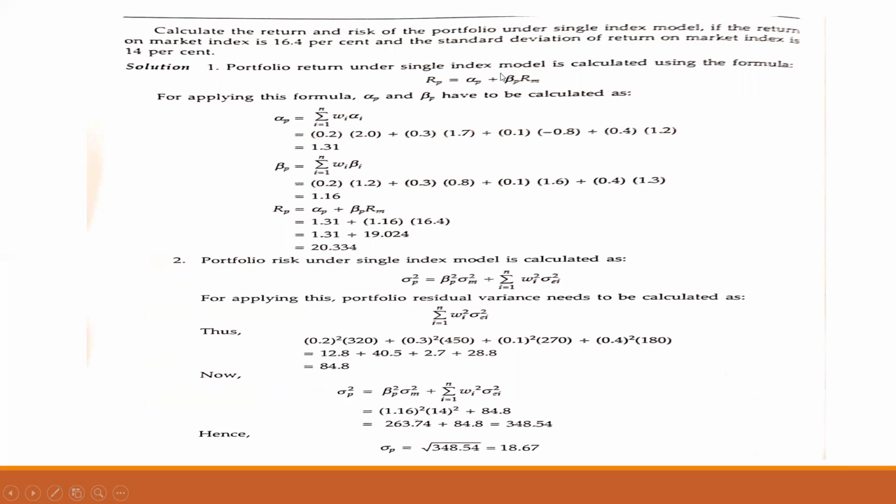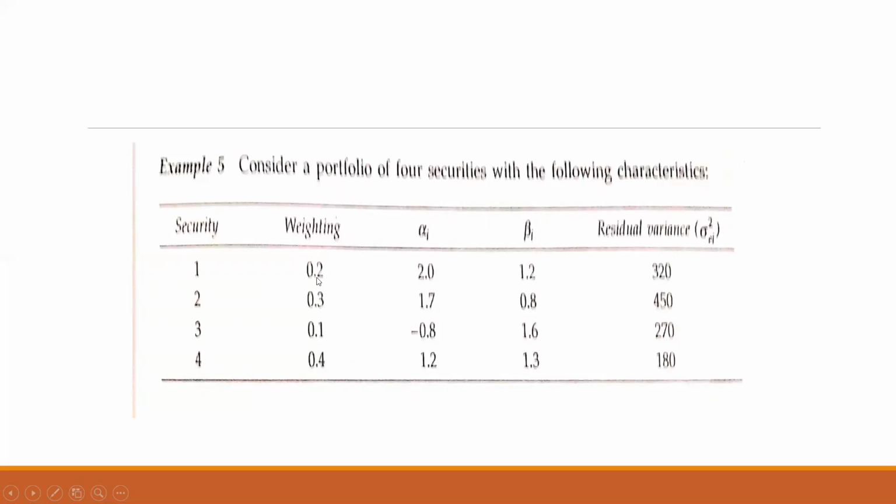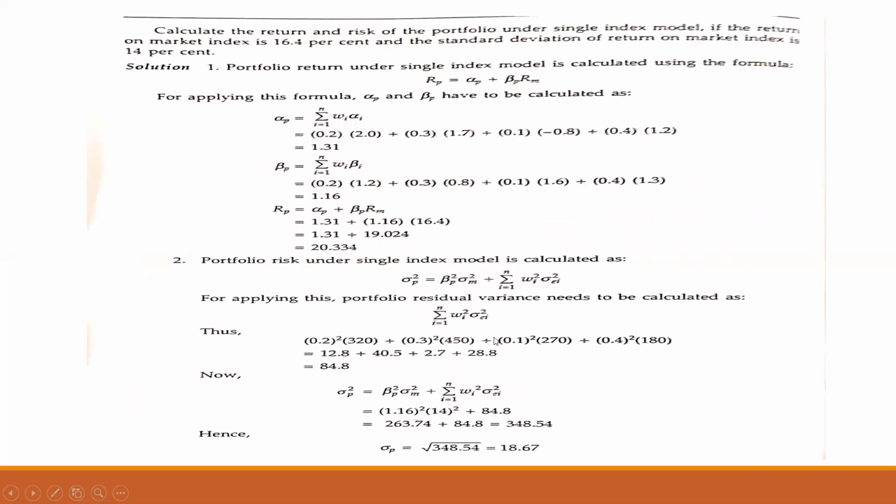Now, second part, we need the portfolio's beta. Same procedure: we are going to multiply the proportion of investment in each security with the beta of the concerned security. So it's 0.2 into 1.2, 0.3 into 0.8, 0.1 into 1.6 and 0.4 into 1.3, and then we are going to add all that together and we'll get 1.16 as the answer.